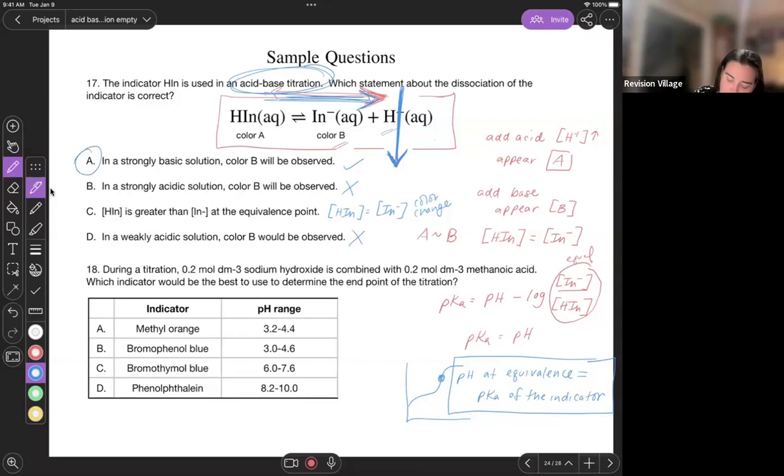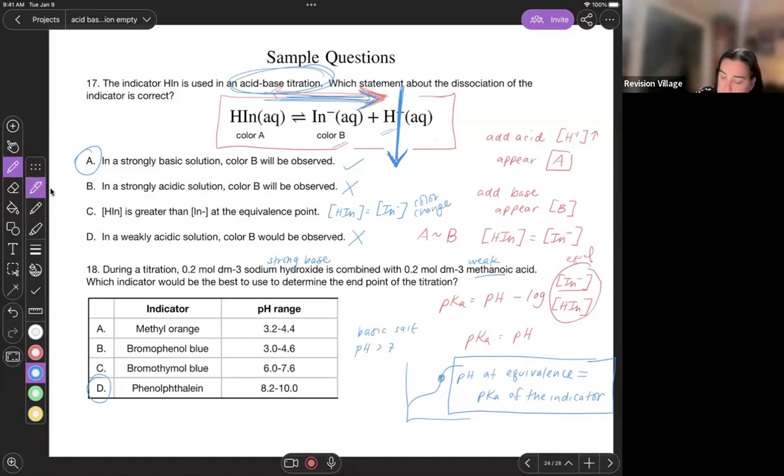We got there. Second one, we're going to take sodium hydroxide and combine it with methanoic acid. So we have a weak acid and a strong base. That means they're going to come together to make a basic salt. So at equivalence, the pH is going to be greater than 7. I want to choose an indicator with a pH range that is bigger than 7. And so my best guess here is phenolphthalein with a pH range between 8.2 and 10.